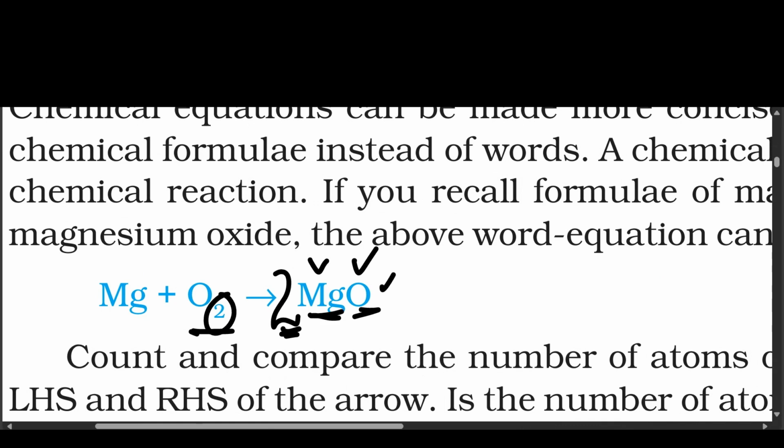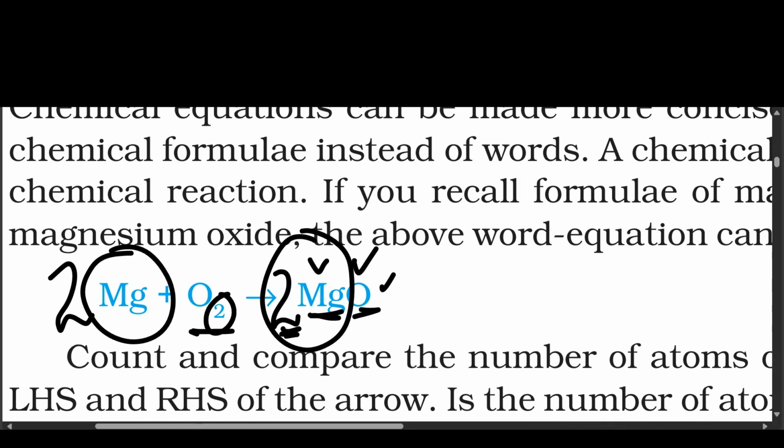Now the problem is oxygen is balanced because you have already written 2 in front of it. But what about magnesium? It is not balanced. In order to balance it, you have to write 2 in front of this magnesium also. So your final answer would be magnesium plus O2 gives MgO. So this was unbalanced.